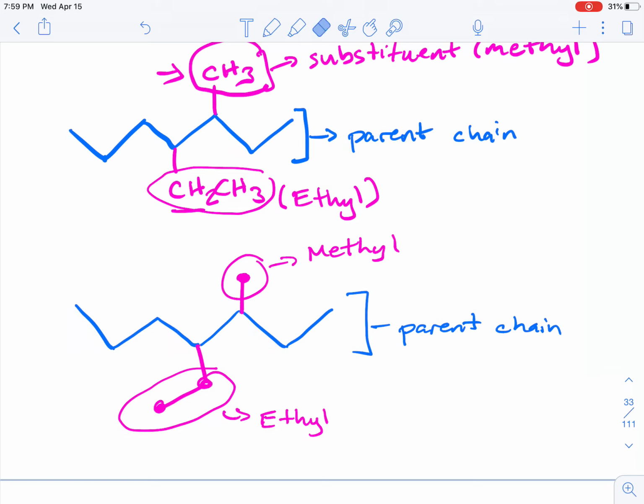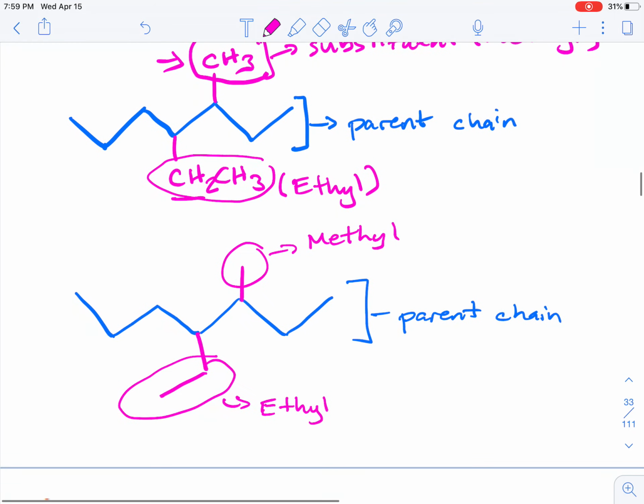Okay. Now I am drawing it with the dots, but that's not how you are going to see it. Typically you don't put the dots in. I'm just doing that for clarity. But this is something that you are going to see on an exam, problem, lab worksheet, etc.